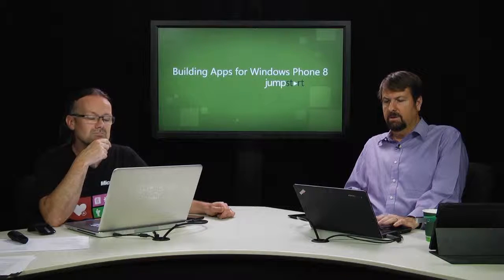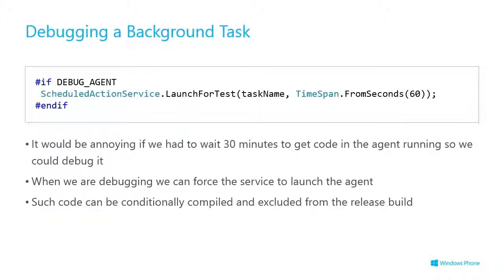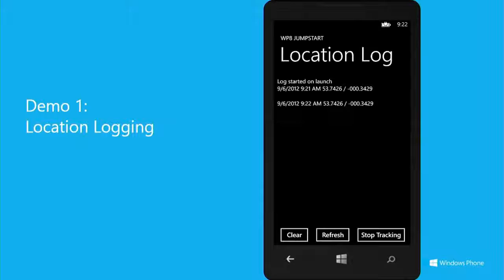All right. So let's see how we can debug this. This is kind of nice, because you don't want to wait for 30 minutes, do you? Well, you could. So you've got this little conditional stuff going on here, and the time span. When you're debugging, it allows you to do something like every 60 seconds, where you can pop that up over and over again. This launch for test method is special just for development, so you can kick the thing off and not have to wait an arbitrary amount. I'd love to see what that's like. Well, funnily enough, as it turns out, we can do that.